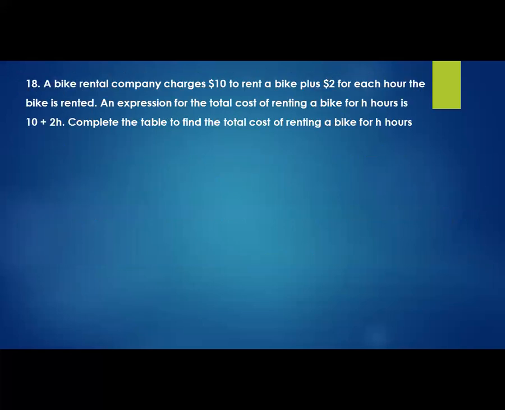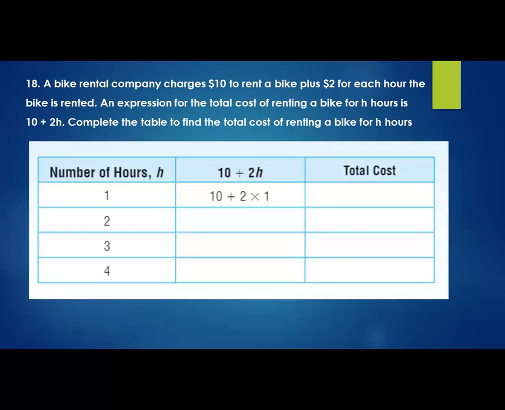Now, a bike rental company charges $10 to rent a bike plus $2 for each hour the bike is rented. An expression for the total cost of renting a bike for h hours is 10 plus 2h. So you have to complete the table to find the total cost. The first one is done for you. 10 plus 2 times 1, 10 plus 2, 12. Now 10 plus 2 times 2, so 10 plus 4, $14.